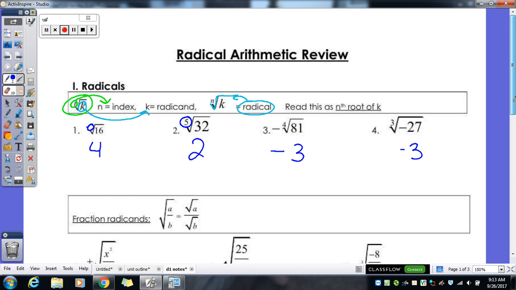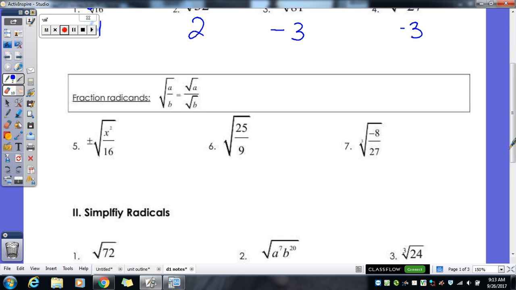So let's take a look. If we have fractions under the radical, what our little diagram up here is telling us to do is to separate it into just the top and then just the bottom, and then simplify it from there. Looking at our first example, we've got plus or minus the square root of x squared over 16. So I'm going to separate this into plus or minus the square root of x squared over the square root of 16. You separate the top from the bottom, give them each their own square root sign.